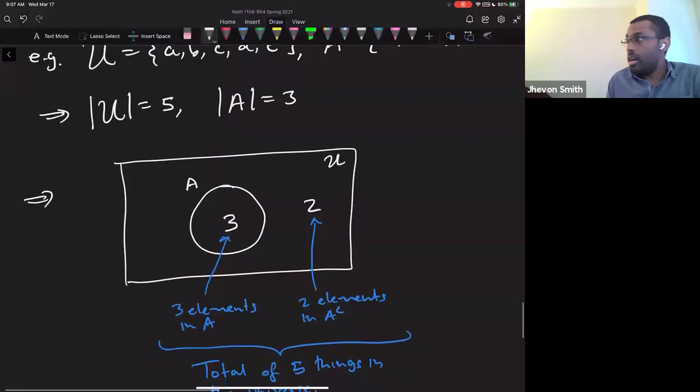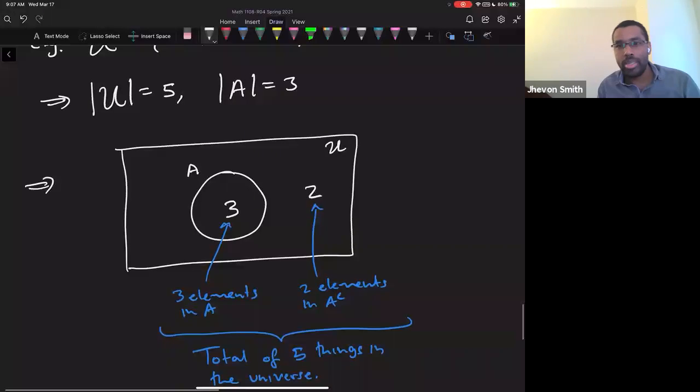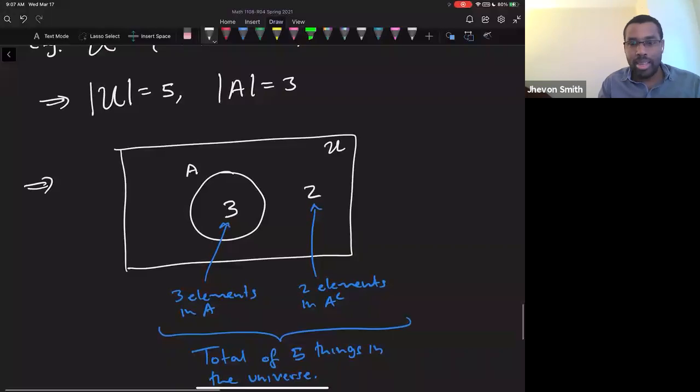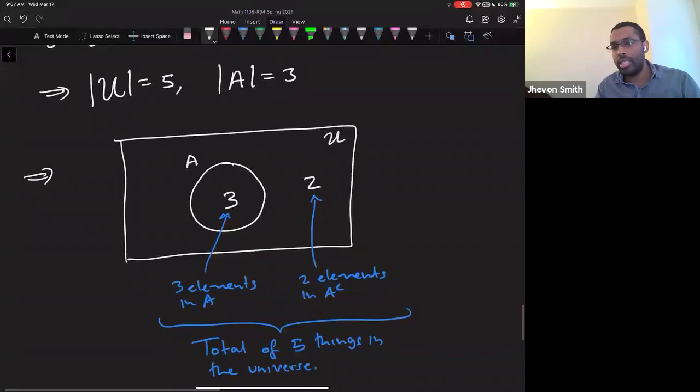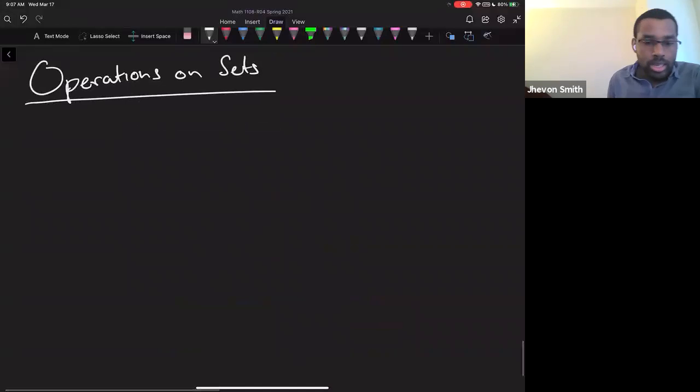So now I told you about pretty much everything I actually want you to know about sets definition-wise. So now let's actually start doing some math with them. So I invented these new objects called sets. How do we use them mathematically? How can we manipulate them? How can we do computations with them, things of that sort? So that's what we're going to talk about now.